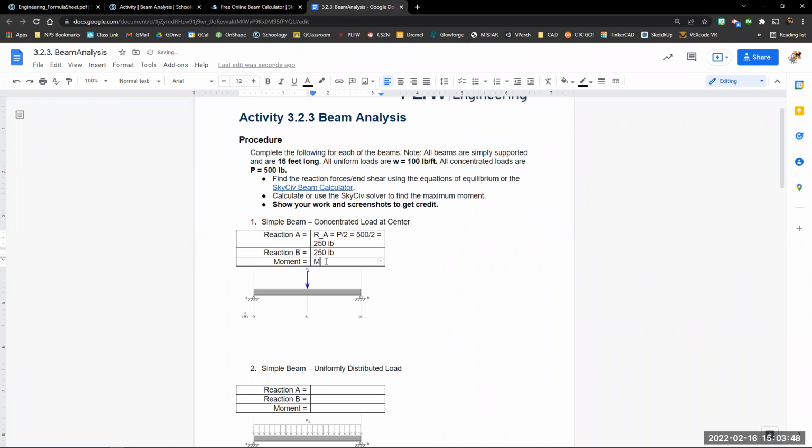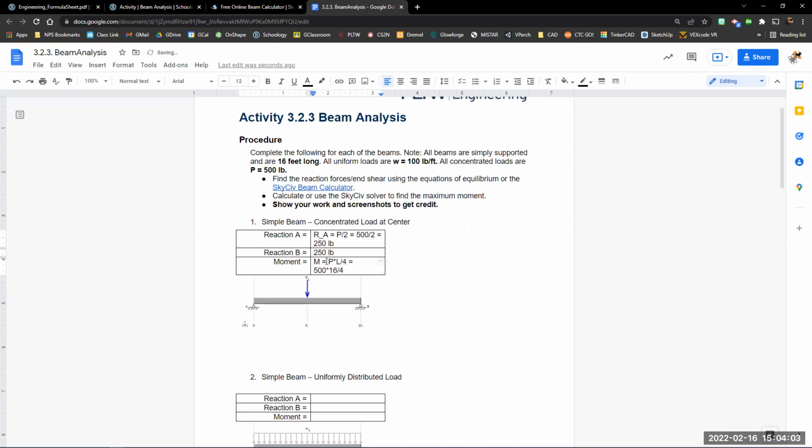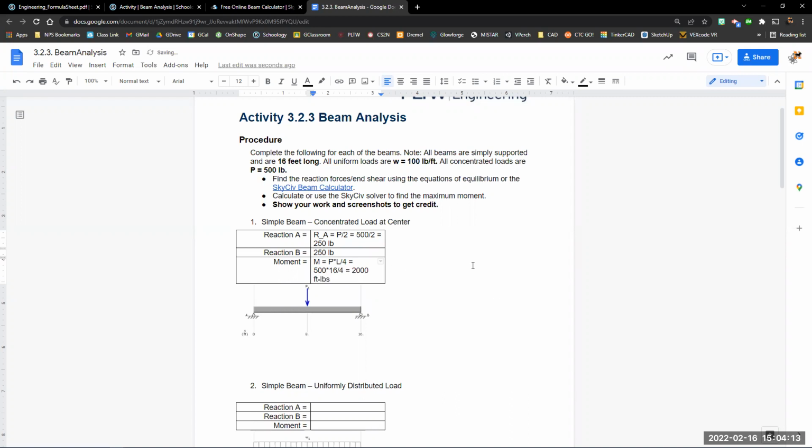Maximum moment is equal to P times L divided by 4. So P was 500, times L, the length of the beam, was 16, divided by 4. If I do the math here real quick, I believe it will be 2,000 foot-pounds. All right, so that's one way of doing it, with some simple calculations.